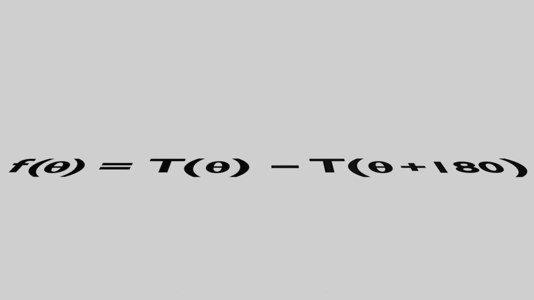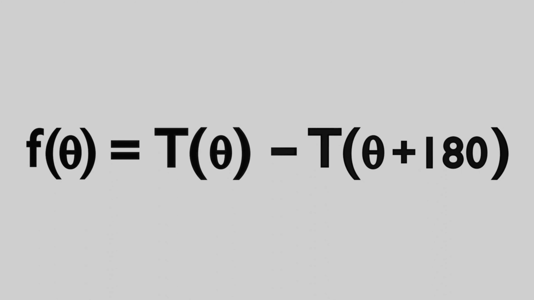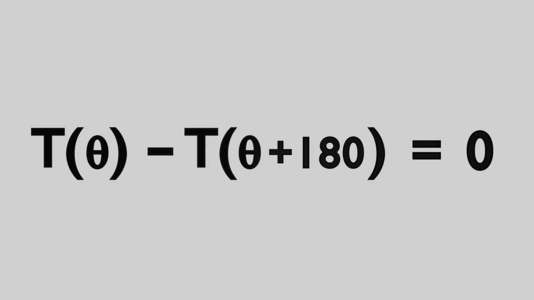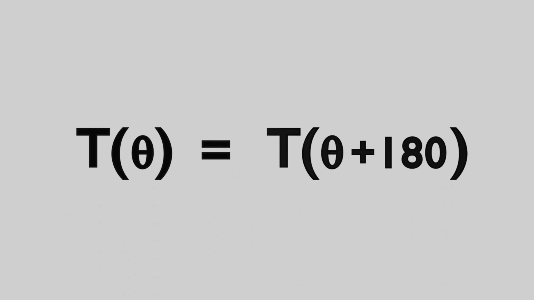Using this knowledge, we could create a new function that finds the difference between the temperature at some angle around the equator and the temperature directly opposite this position on the equator. When this new function equals 0, we see that the difference is 0, and therefore the temperature on both sides of the Earth is the same.